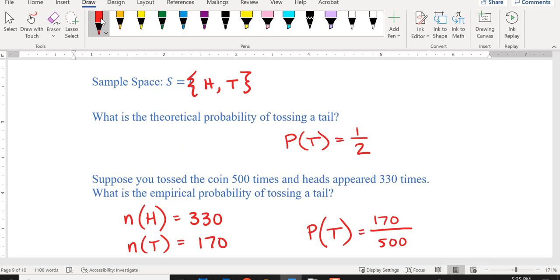And get rid of the E for the event. The probability of getting a tail is 1 out of 2. That's the theoretical probability. The empirical probability is the actual experiment that was conducted. There were 170 tails out of a total of 500 tosses.